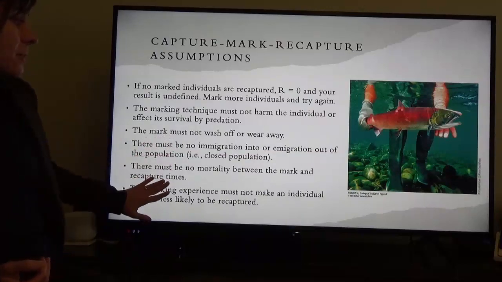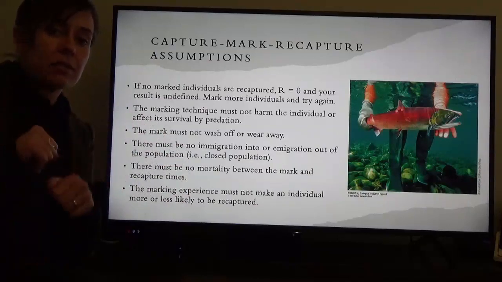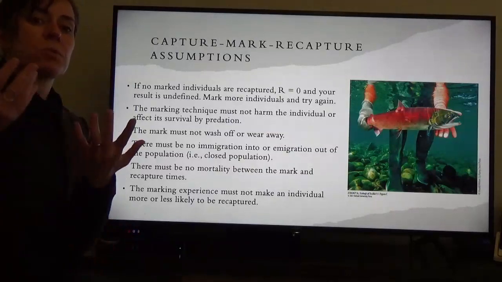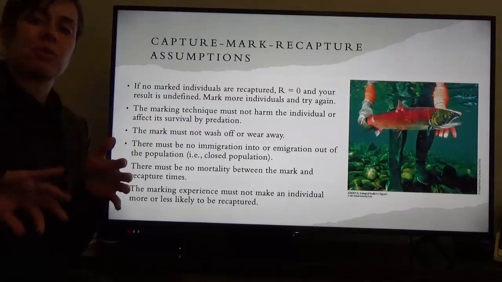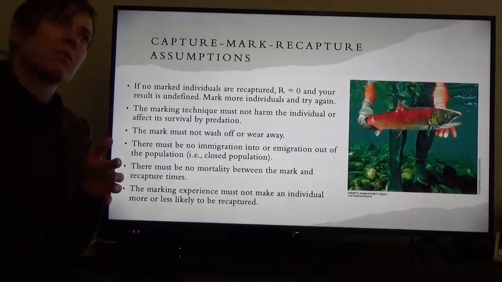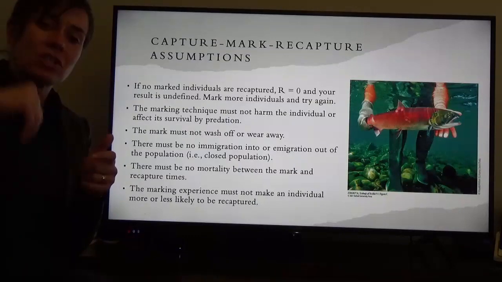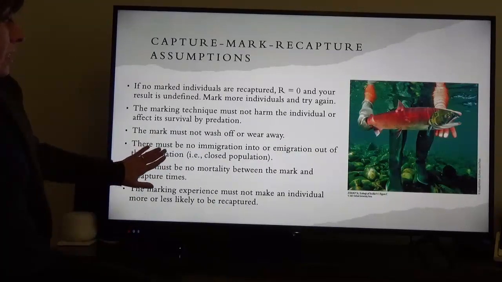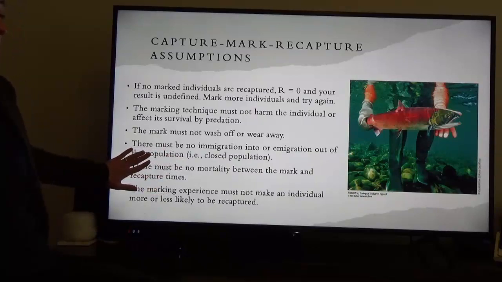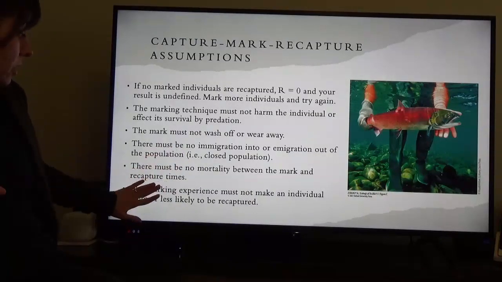And then there are some assumptions about population dynamics. So we know that a population size is a function of births and deaths. So we have births, which are new individuals in the population, deaths, which are individuals leaving the population. Immigration is individuals coming in, emigration is individuals leaving the population, okay? So it assumes that populations are closed, so that there are no individuals coming in or out of the population. So no immigration or emigration, it's a closed population.